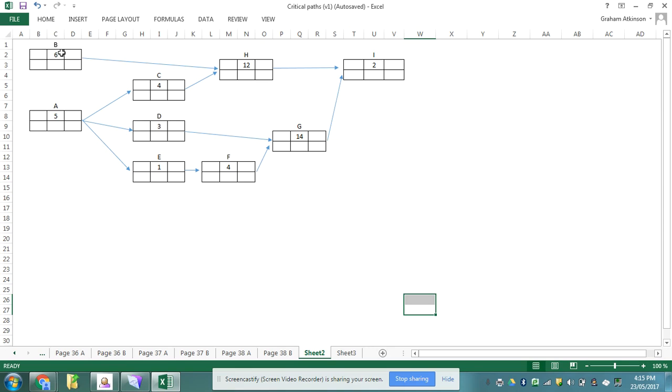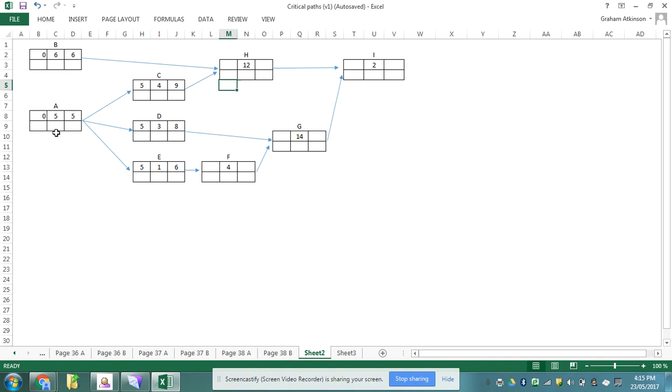Task A and task B are at the start of my network, so they have an early start time of 0. Task A takes 5 weeks, task B takes 6 weeks, so that is the end time. Now coming across here, remember my early start time for task C to task E is 5, and my finish time is the duration plus the early start time, so that's 9.